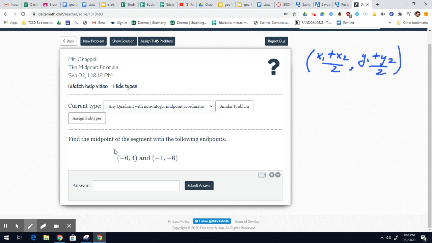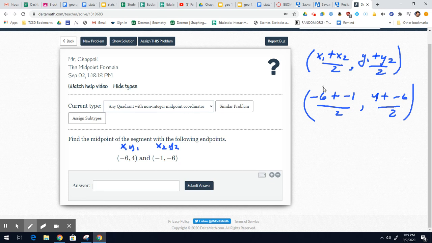So over here, I'm going to call -6, 4 my x1, y1, and I'll call the -1, -6 my x2, y2. And now I just simply plug in my numbers. So x1 is -6 plus x2 is -1 over 2. y1 is 4 plus y2 is -6 divided by 2. Sorry about my writing. Well, it could be a little bit better. And now I need to simplify.